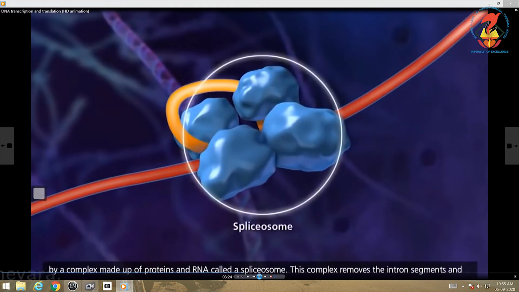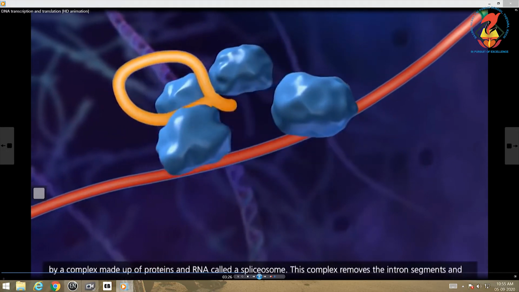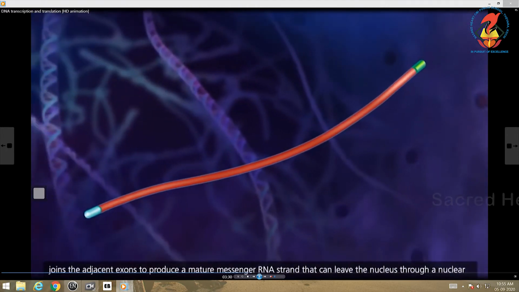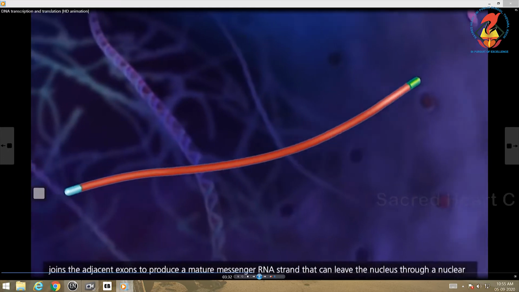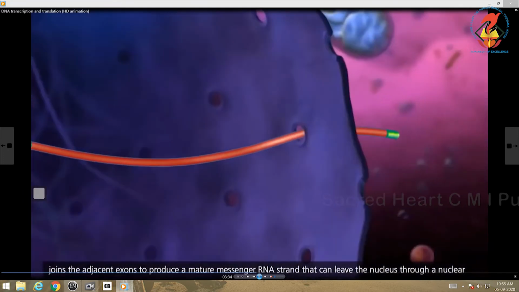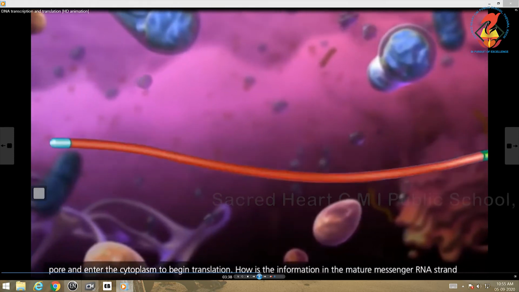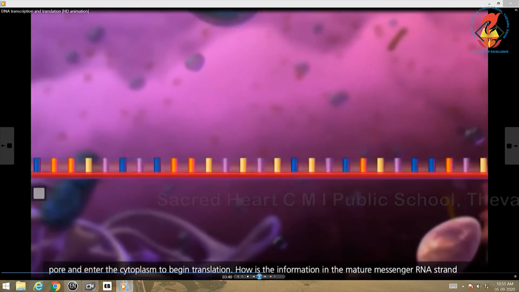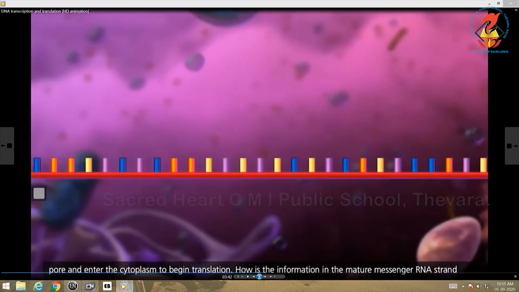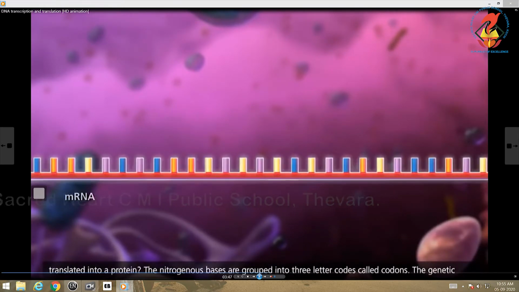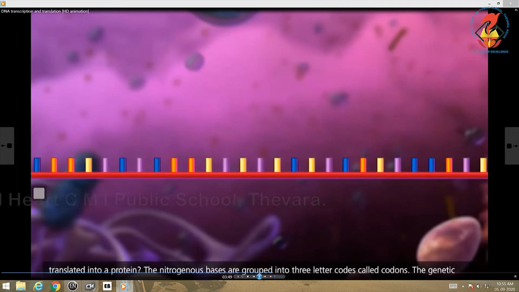Spliceosomes remove all the introns and all the exons join together to form the final mRNA. Now this mRNA is active. It comes out through the nuclear pore into the cytoplasm, ready for the next process called translation. Now on this mRNA, we can see different bases. It is running in the 5' to 3' direction.